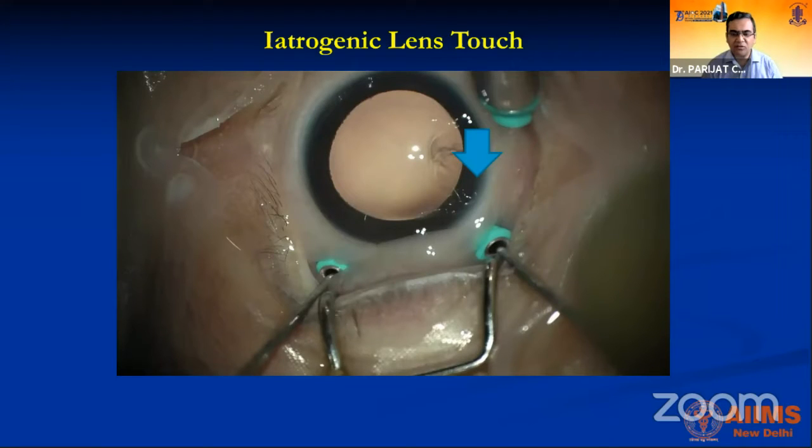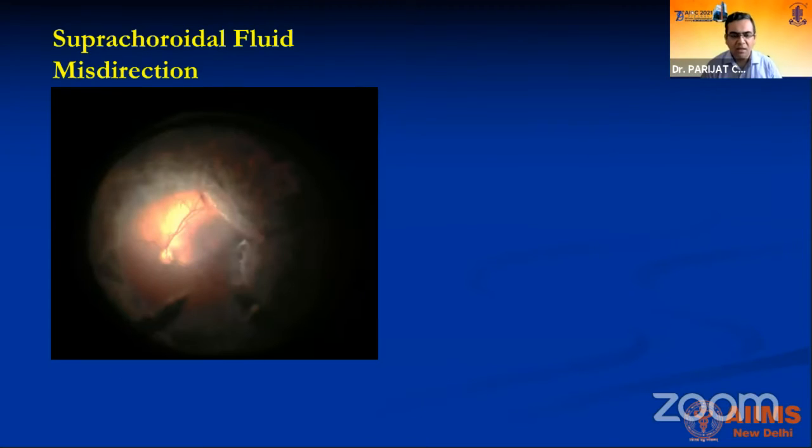Many times the eyes are very small, and the cannula can twist while movement, and it can lead to a lens touch. So if the capsule is intact, you don't need to actually go and remove the lens. Just a small opacity will stay in the periphery. Obviously, if a posterior capsule tear has happened, or if a cataract is developing intraop, then obviously you need to remove the lens. This is another problem which happens, suprachoroidal fluid misdirection.